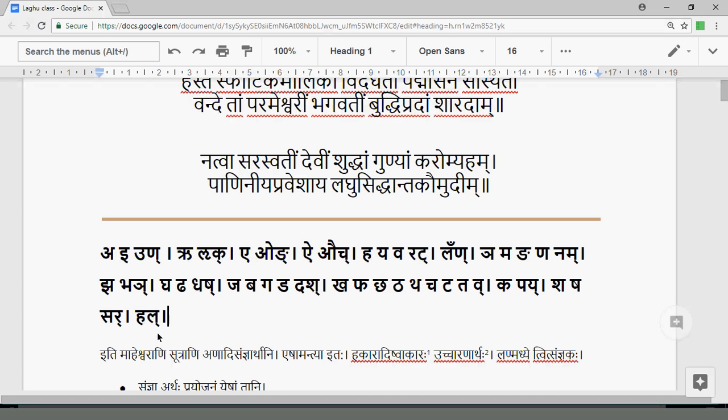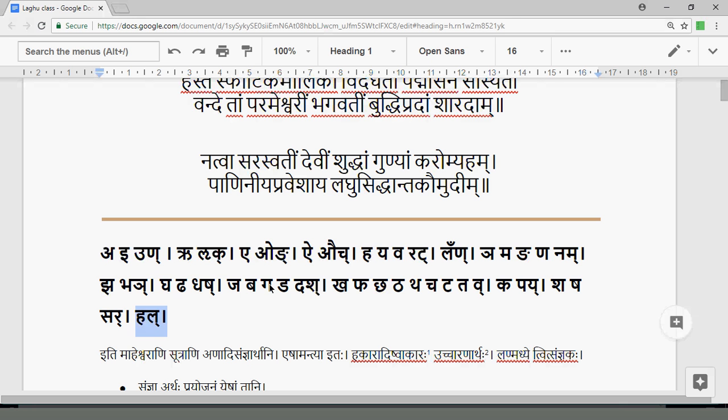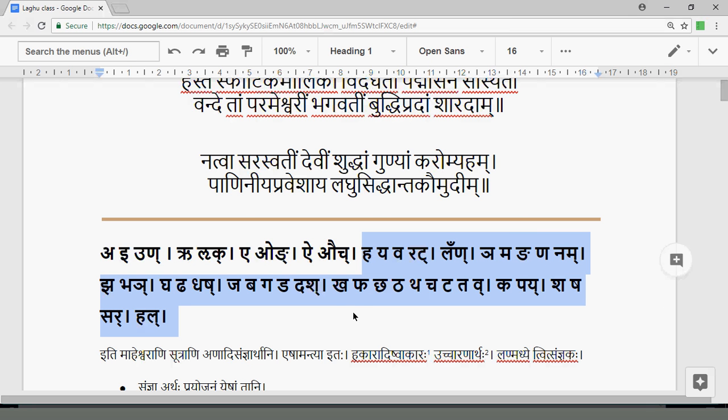This is for a technical purpose, but generally when hal is used, this entire set is called hal. That is this hakara and this last lakara. What is it? It is consonant. Just like ach includes all vowels, this akara here and this chakara here make a short form ach for all vowels. Similarly, this hakara here and this lakara in the end make up all consonants or vyanjana.